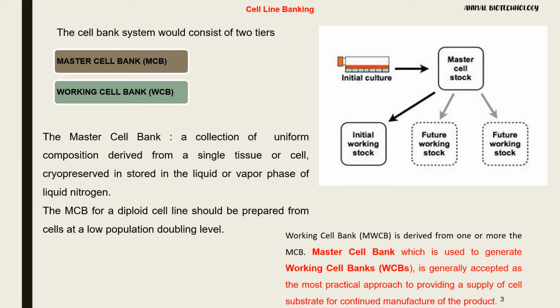The cell bank system consists of two tiers, the master cell bank and the working cell bank. The master cell bank is a collection of uniform composition of cells derived from single tissue or cells which are cryopreserved. The master cell bank is derived from immortal cells or in some cases primary cell cultures. The master cell bank for diploid cell lines should be prepared from cells at low population doubling level.